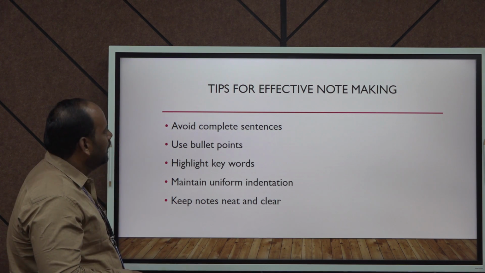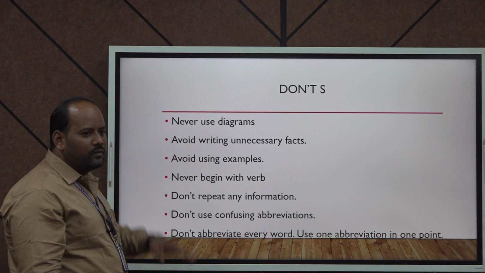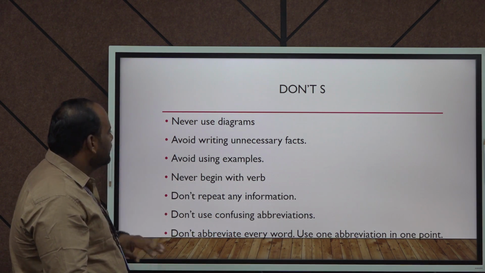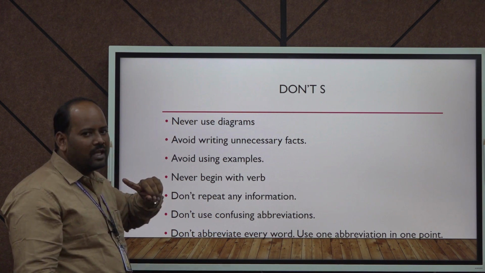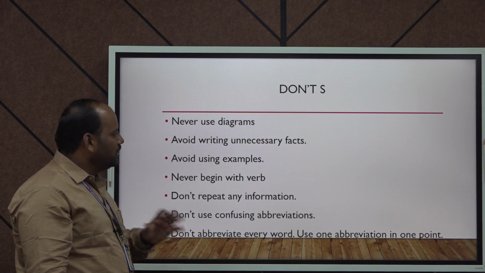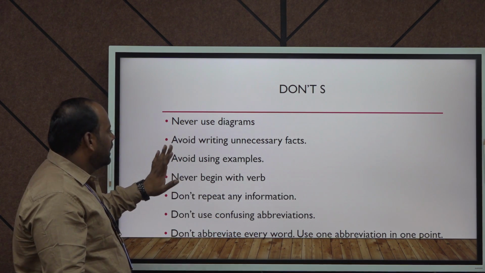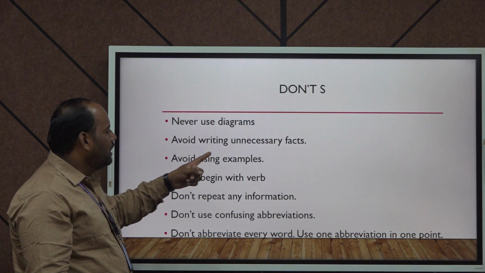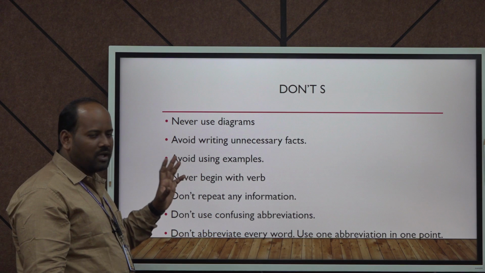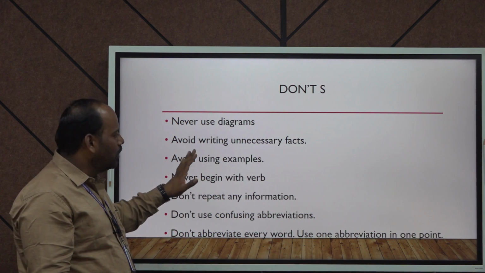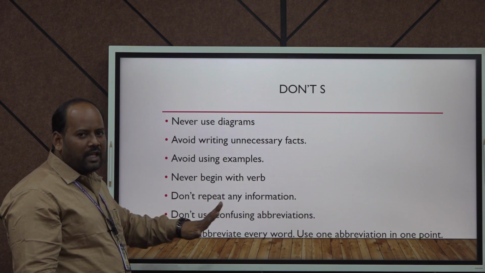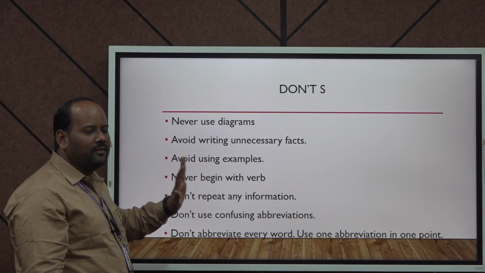And the next thing is what are the don'ts we have. Here 7 points are there. First one is never use diagrams. Even if our text has any kind of diagram, we simply ignore it. So never use diagrams. And point number 2, avoid writing unnecessary facts. We don't want to cook up anything. Whatever we have in the text, we need to move along with that. Then avoid using examples. No need of using any kind of examples, only focus on the facts.